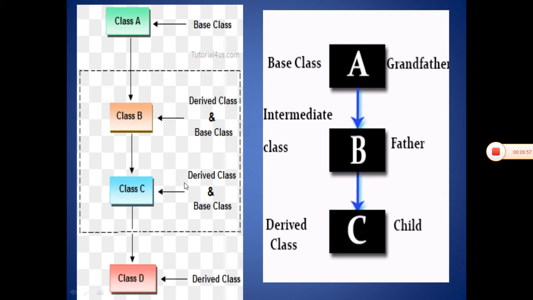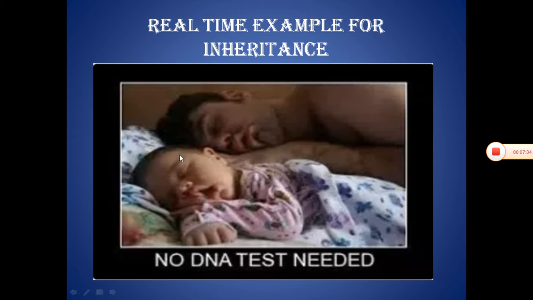This is the syntax diagram showing how inheritance works. And you can see here a real-time example for inheritance. Look at the figure. The derived class can access base class properties, and still the derived class has its own properties. Here the derived class is the baby and the base class is the father.